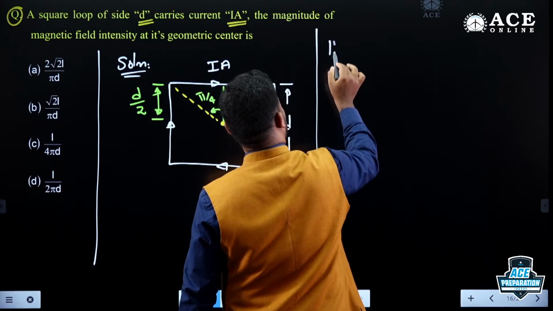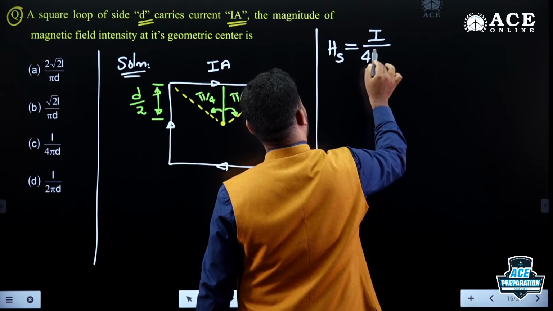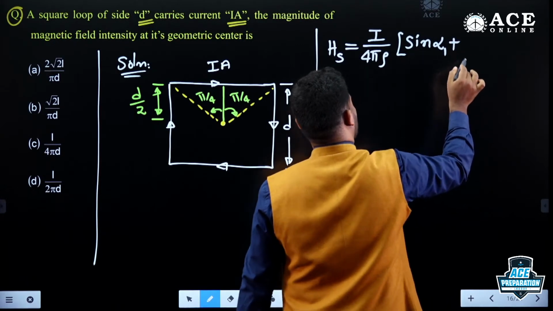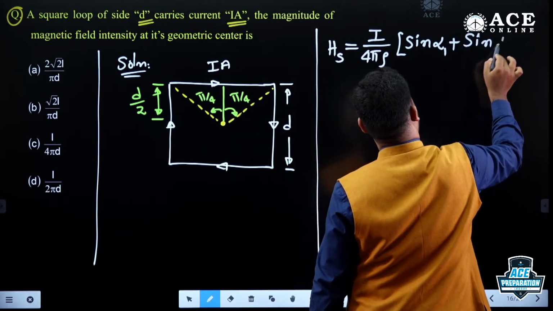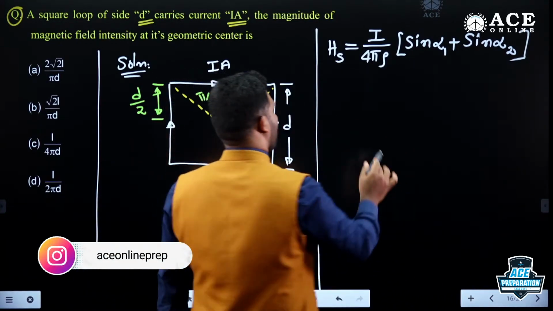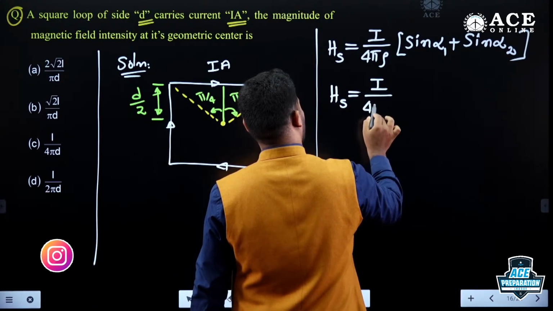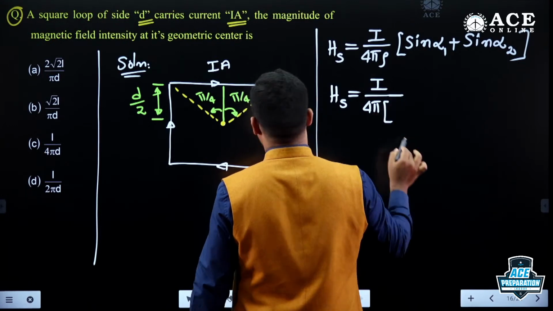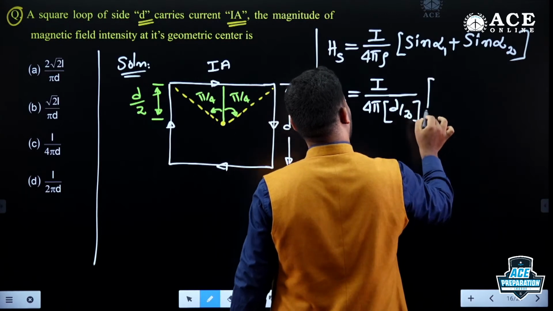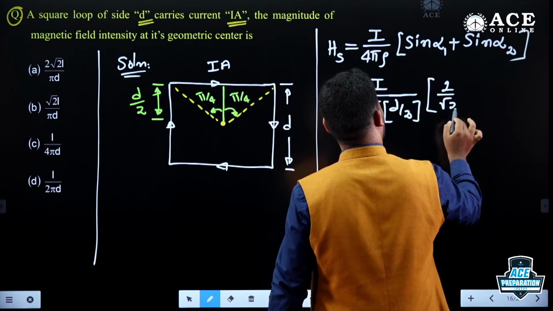I'll call it, due to each section, Hs is equal to, what is the formula? I by 4 pi rho into sin alpha 1 plus sin alpha 2. He is asking only for the magnitude. Clear? So what happens to this one? Hs is equal to I by 4 pi rho. How much is the distance from here to here? The perpendicular distance is d by 2 in this problem. Into sin alpha 1, that means 45 degrees, 45 degrees. How much is sin 45? 1 by root 2 plus 1 by root 2.